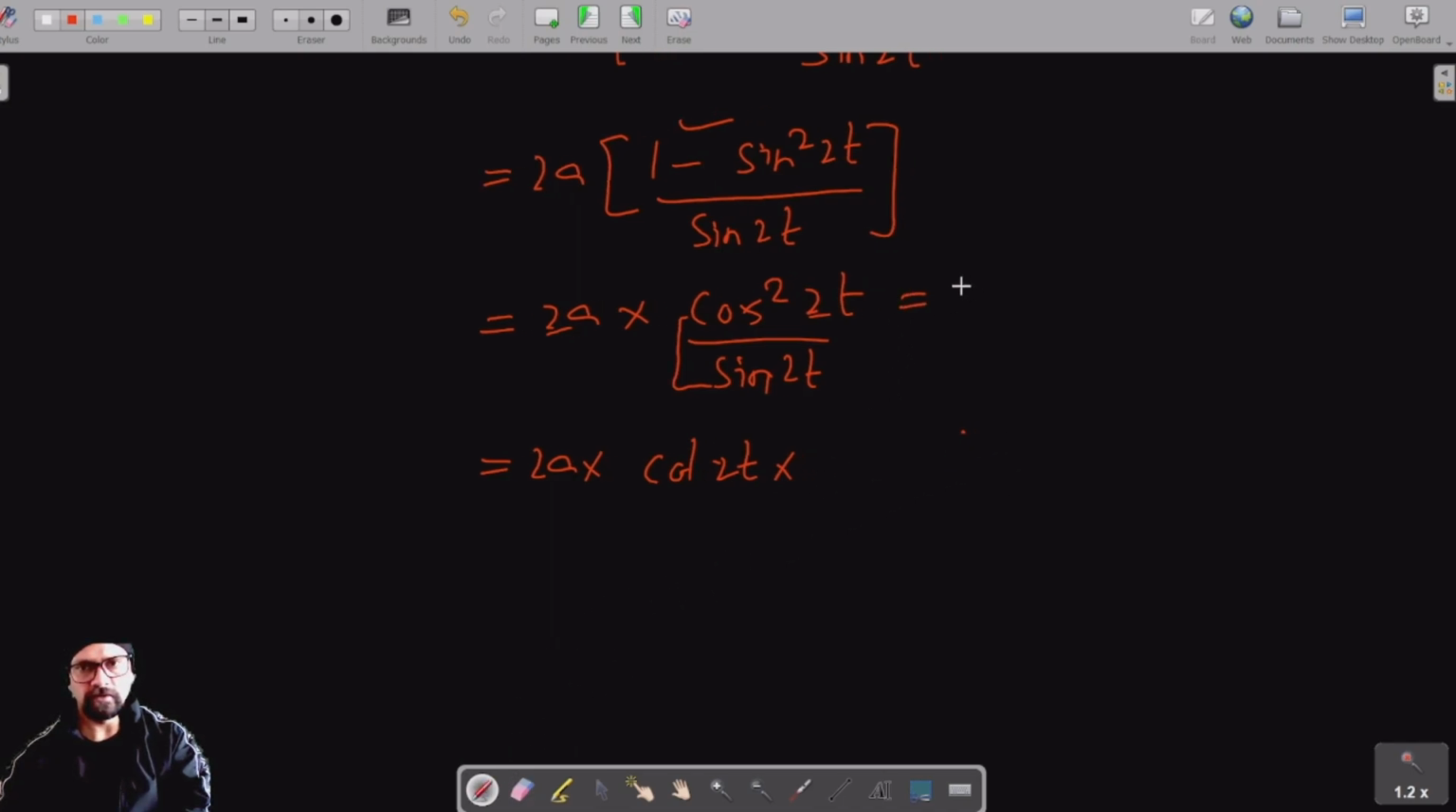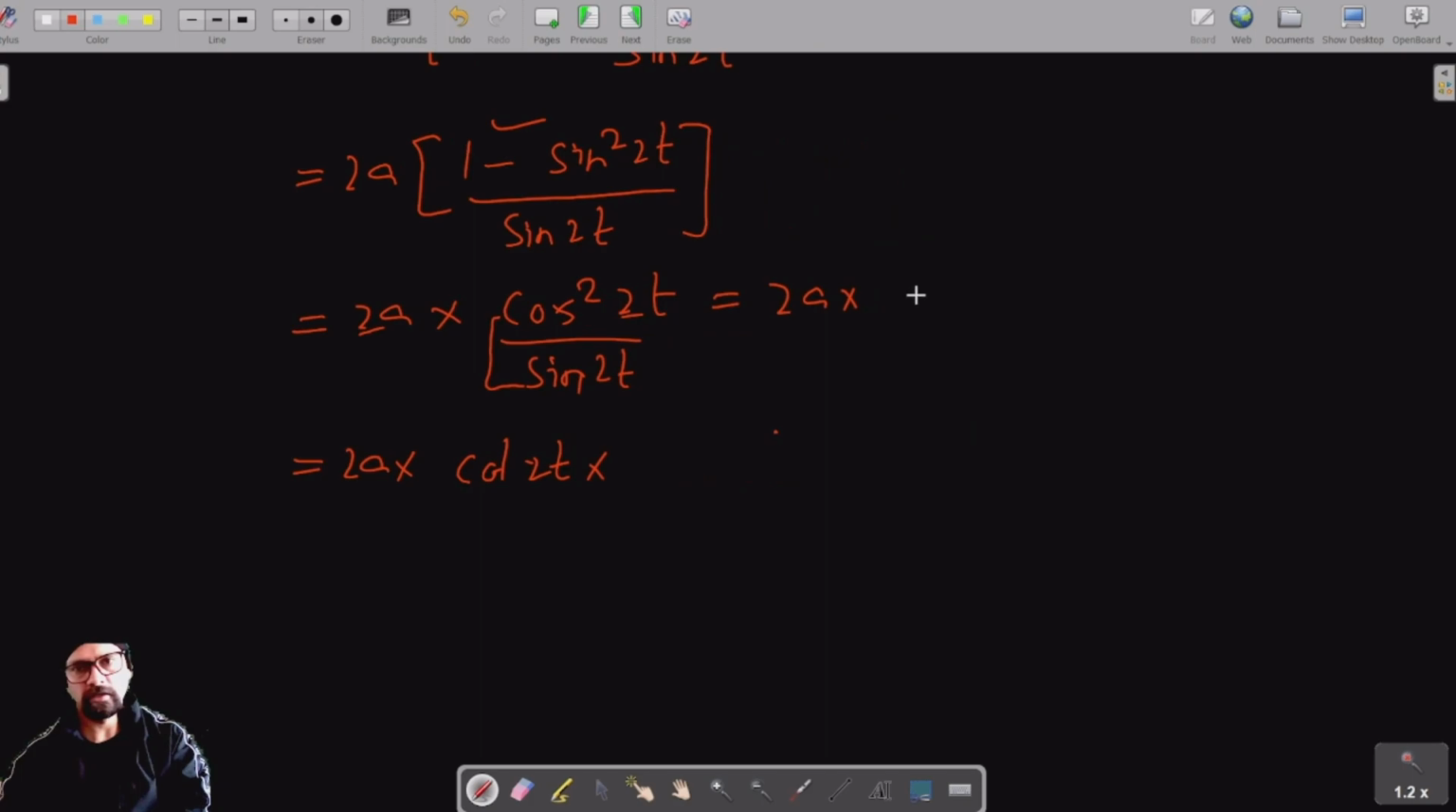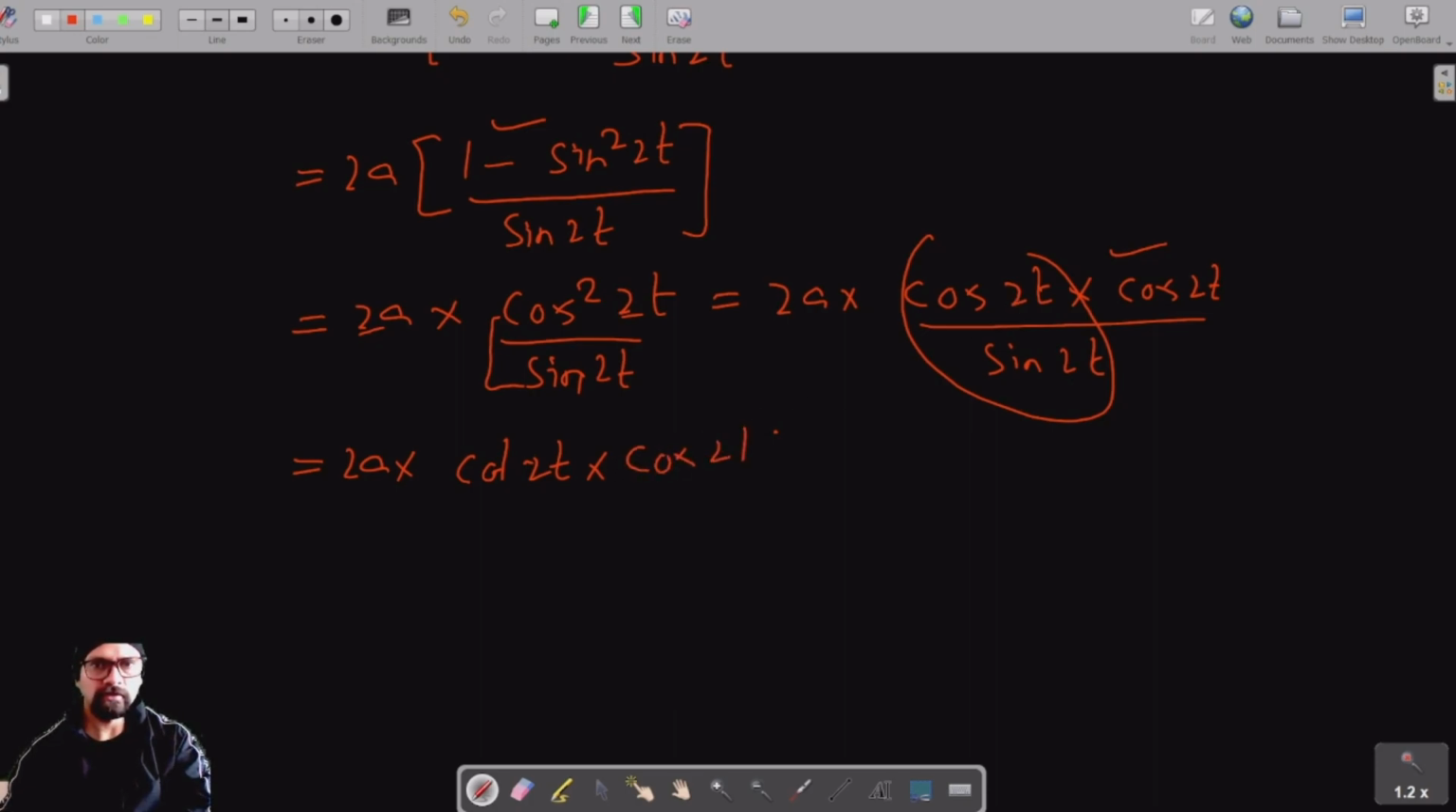So this is equal to 2a into cos square 2t, which can be written as cos 2t into cos 2t, upon sine 2t. Now cos by sine is cot and we are left with cot 2t. So this is dy by dt.